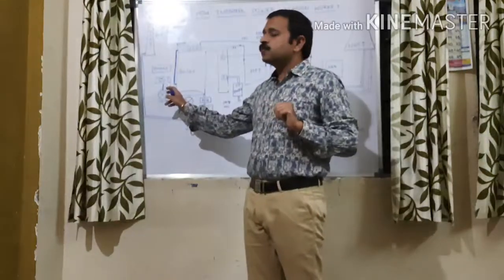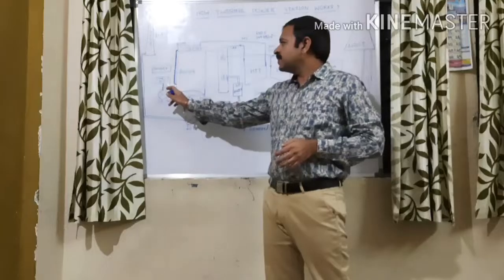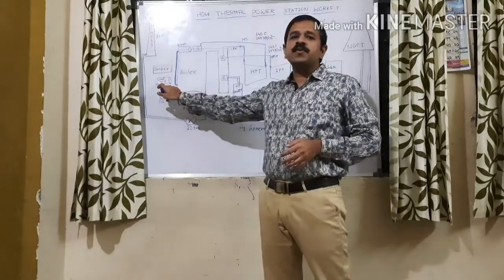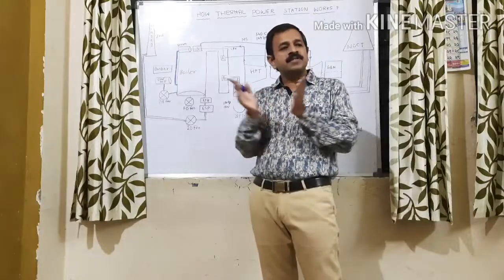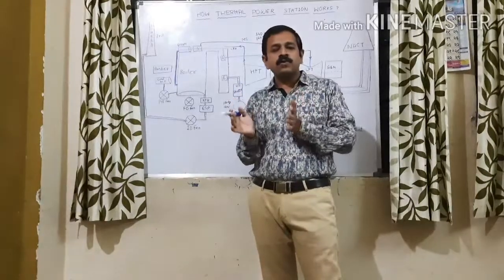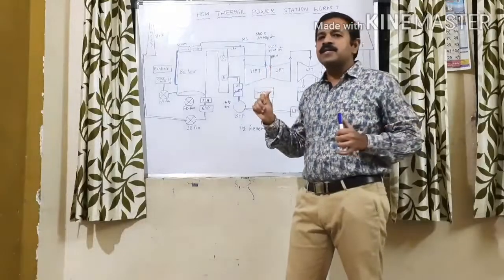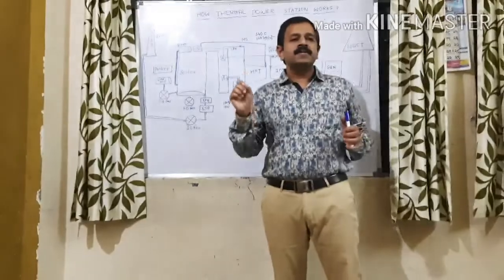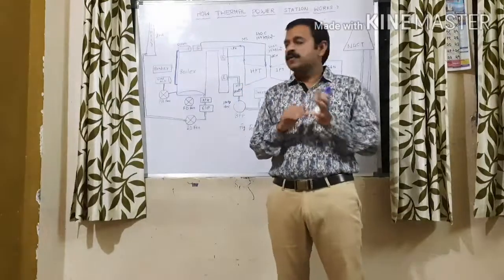So these are the coal mills. These are ball and tube type mills, BBD 4772. The mill is a pulverizing unit. It means whatever coal stones are coming from the CHP department, those coal stones will be crushed into very fine particles. It is called pulverized coal. Pulverized coal particles are very fine, like our talcum powder.